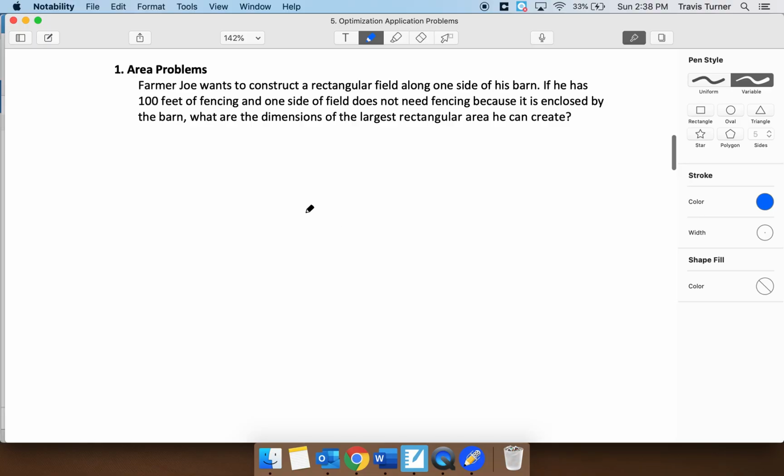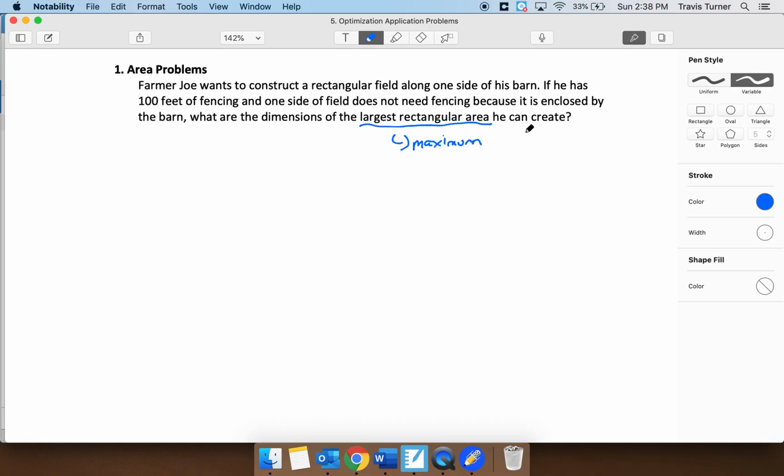So the first one fits into the category of an area problem. It says Farmer Joe wants to construct a rectangular field along one side of his barn. What that means is that he has 100 feet of fencing and one side of the field does not need fencing because it's enclosed by the barn. And then it says, what are the dimensions of the largest rectangular area? This is another way of saying the maximum.